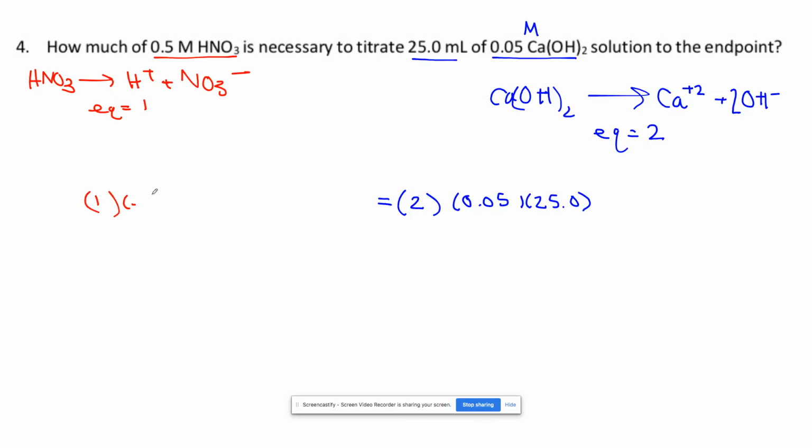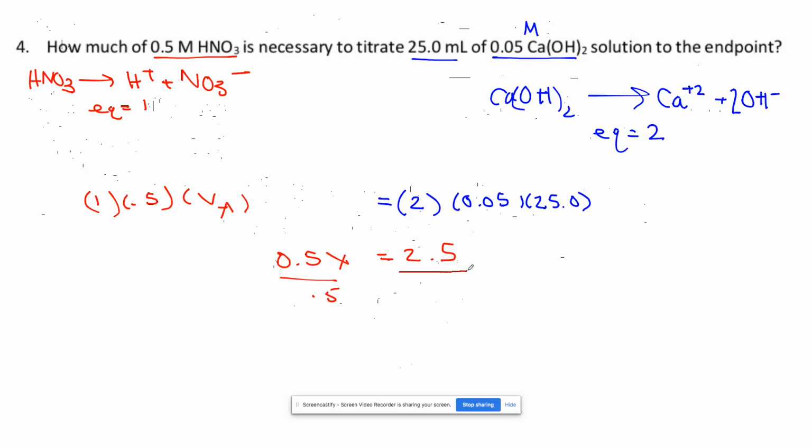So 1 times 0.5 times, I don't know the acid amount. So let's go ahead and do that math. So we have 0.5 times x equals 2 times 25 times 0.05, which gives us 2.5. Divided by 0.5 on either side, x equals 5. Let's talk sig figs. That's 1 sig fig, so we can maintain 1 sig fig, although I don't love 1 sig fig. That's the volume of your acid.